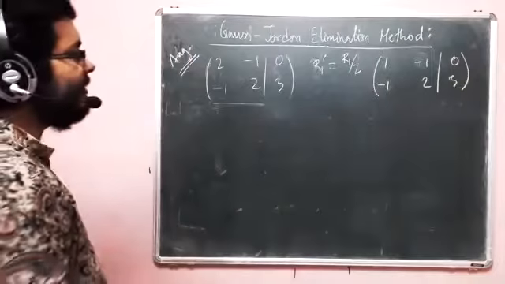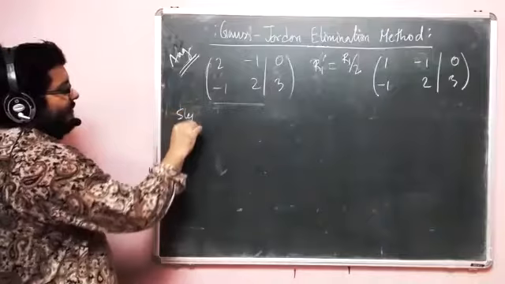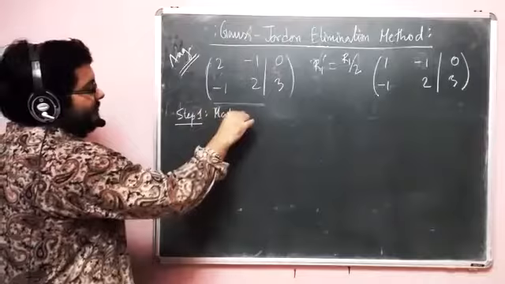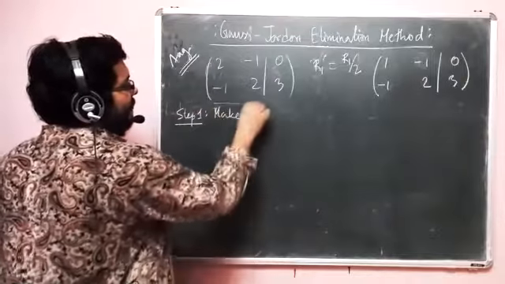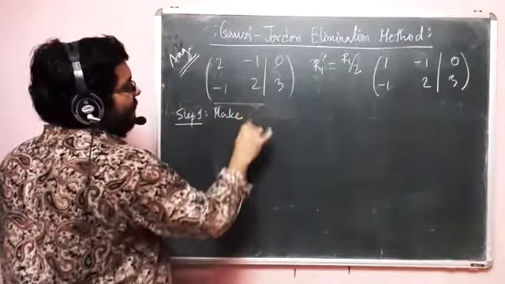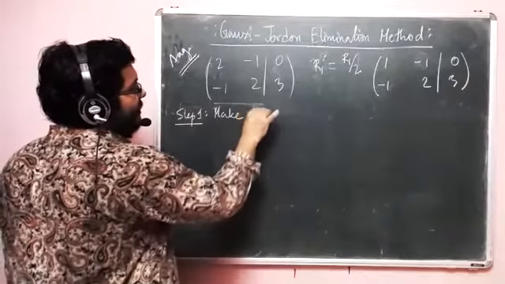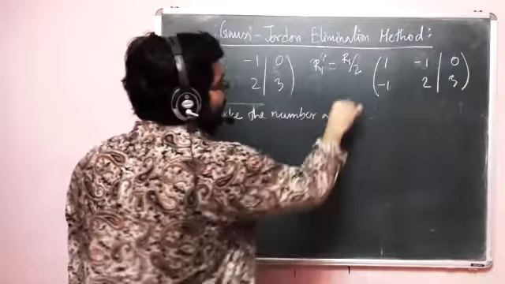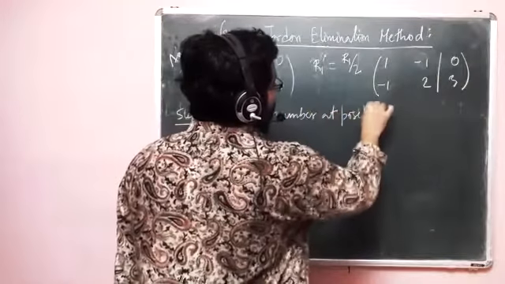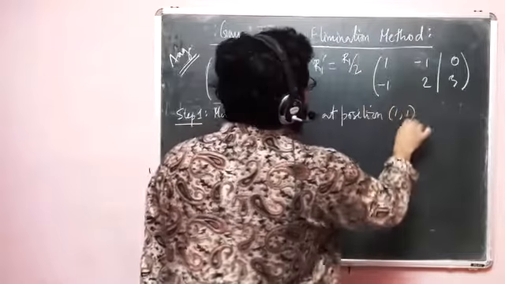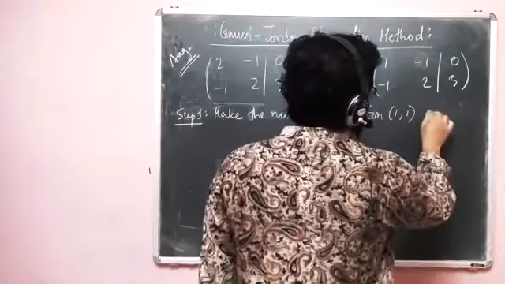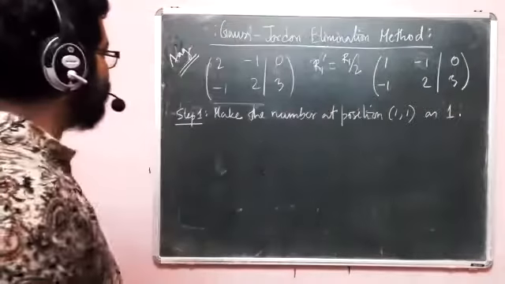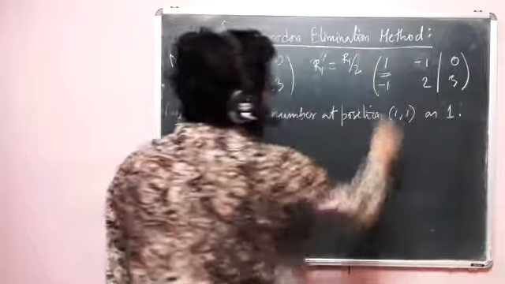Remember what we did. So what is our step 1? Make the number at position 1, 1 as 1, that is numerical 1. So that's what we achieved first.